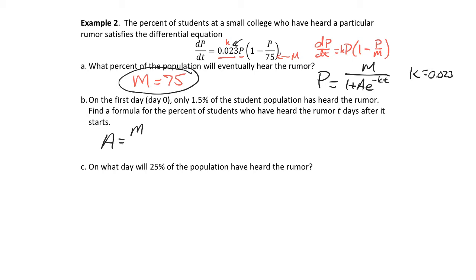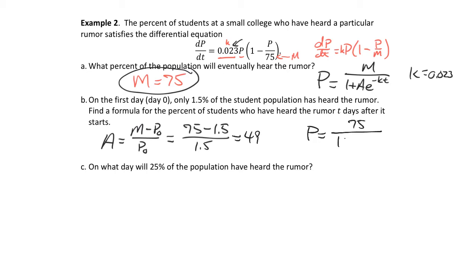Again, A is how far are we from the carrying capacity. That's M minus P0, divided by how far have we already come. Well, M we said was 75 minus 1.5, divided by 1.5. And this equals 49. So our equation is going to be P equals our carrying capacity 75 divided by 1 plus A, 49, e to the negative 0.023t.